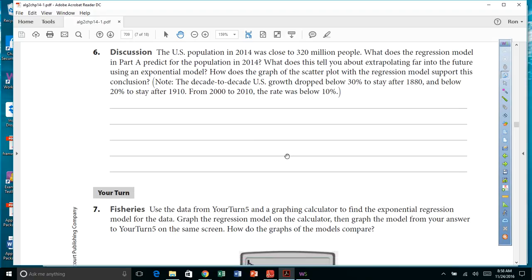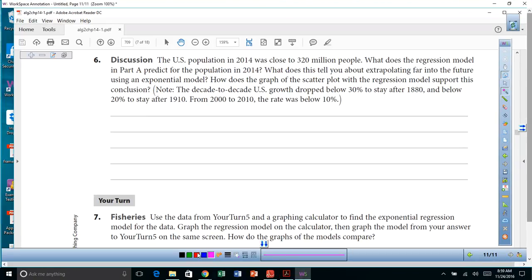U.S. population in 2014 was close to 320 million. What does the regression model in Part A predict for the population in 2014? Let's see here. If you put it in your calculator, it gives you about 2.2 billion.